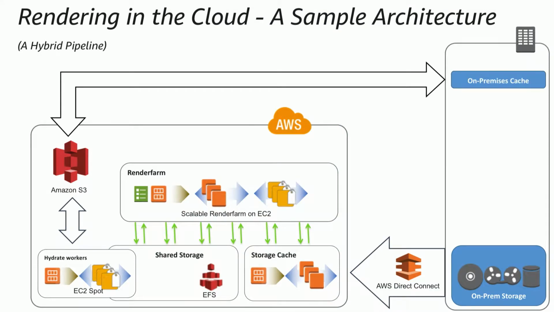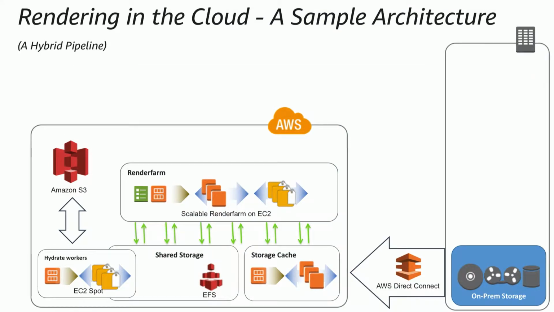So first of all, a quick recap. This is an example architecture, very, very high level, of how rendering in the cloud could be accomplished. On the right-hand side of the screen, you'll see the on-premises infrastructure where you could have your raw assets. On the left-hand side, you have your AWS environment, where your assets could be sitting in S3, or you are directly accessing those assets from the on-prem storage.